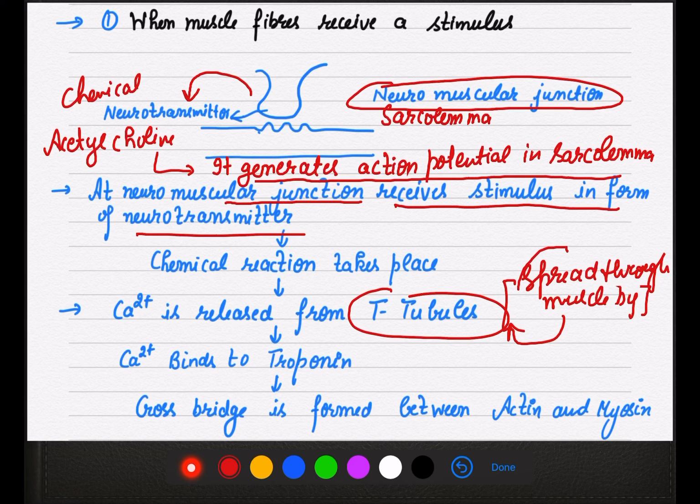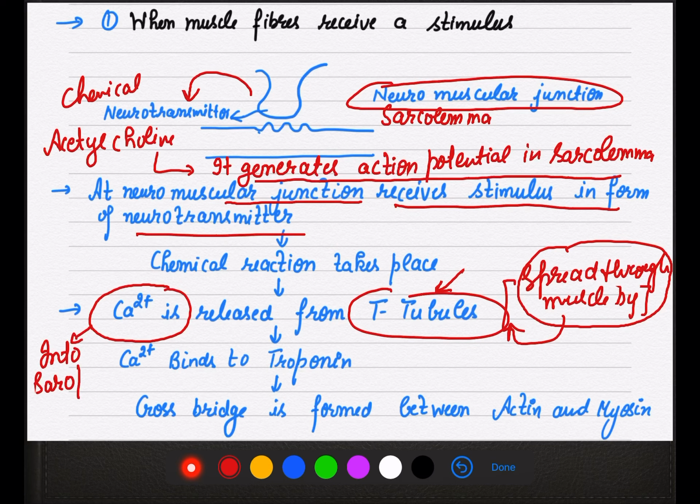This spreads the impulses throughout the muscle, and it causes your T-tubules to get activated. So these T-tubules start releasing calcium ions, right? And where will they release them? They release calcium ions into the sarcoplasm, right?